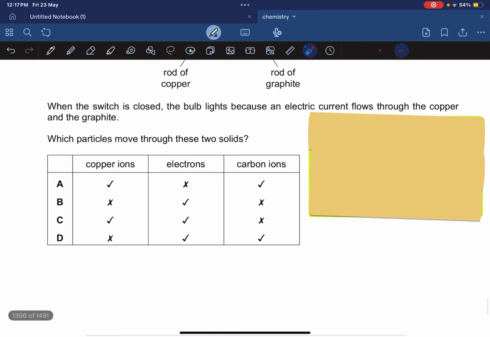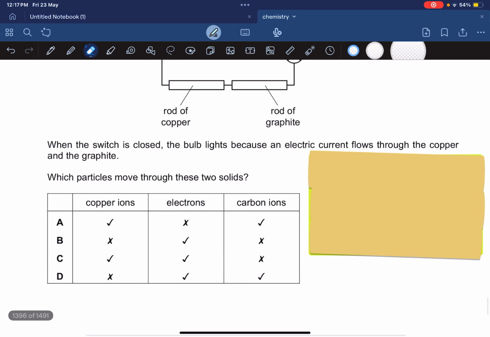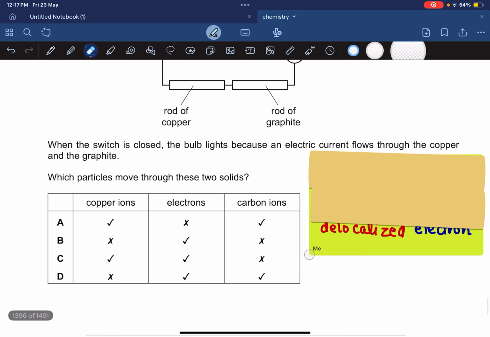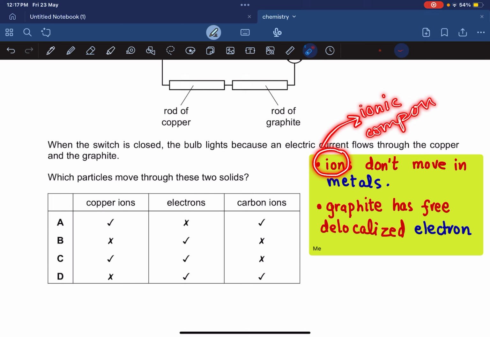Which particles move through these two solids? That's easy. The particles that are going to move are obviously going to be electrons, because you should know that ions do not move in metals. I don't know why people think that positive ions move in metals. Never. Ions never move in metals. Ions are going to be responsible for conductivity in ionic compounds only. So don't ever think that in metals ions are going to move.